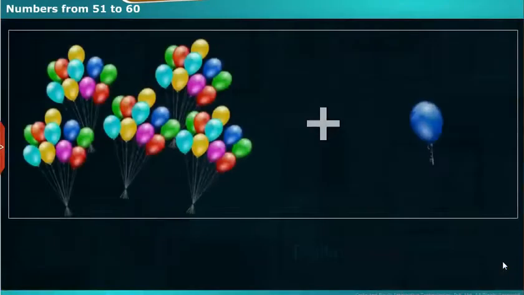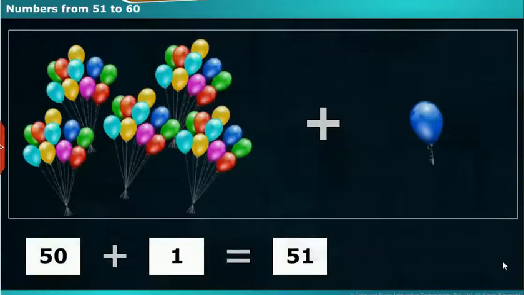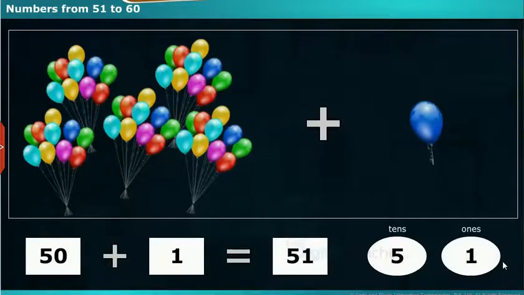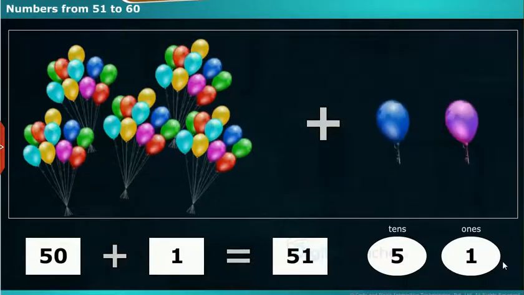Sonu blew 1 balloon. So, 50 plus 1 is equal to 51. Total is equal to 51 balloons. She blew 1 more balloon. So, 50 plus 2 is equal to 52. Total is equal to 52 balloons.